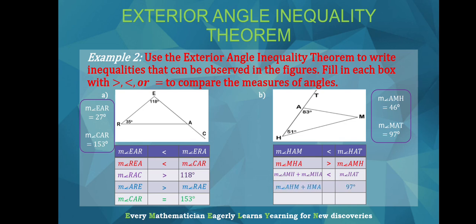Next, the measure of angle AHM plus the measure of angle HMA is blank 97 degrees. The answer is equal, because the measure of angle AHM plus the measure of angle HMA equals 97 degrees. Next, the measure of angle HMA blank 46 degrees. The answer is also equal, because the measure of angle HMA is 46 degrees.